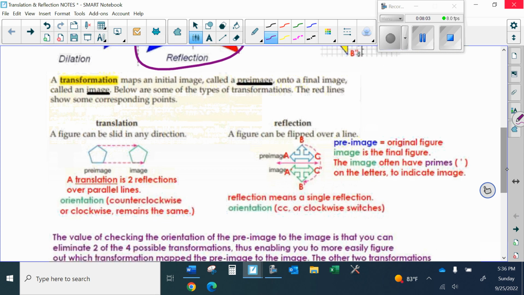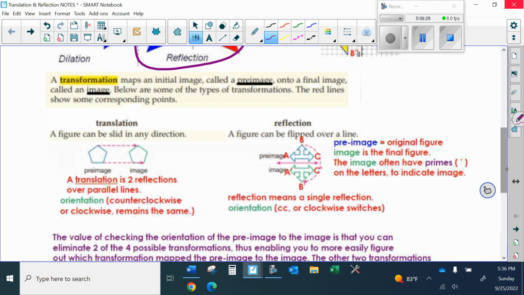All right. A transformation, remember, that's a general overall term, maps an initial image called the pre-image onto its final image called the image. Should be easy to remember. Pre means before, so that's the first one. Okay, translation, another word for translation is slide. It just slides. Its shape looks exactly the same. It's congruent, and it also is in the same manner. It's not rotated at all. It looks exactly the same.